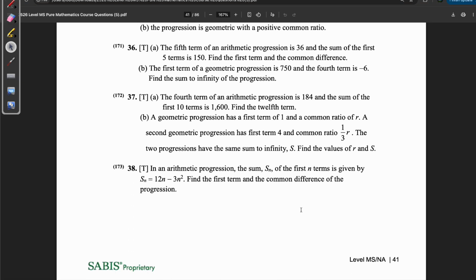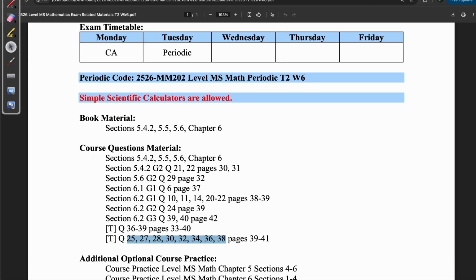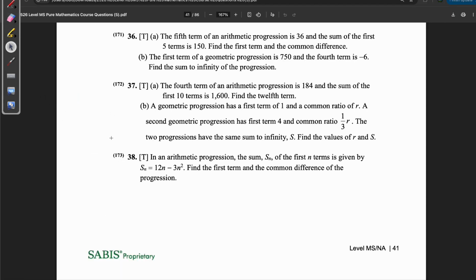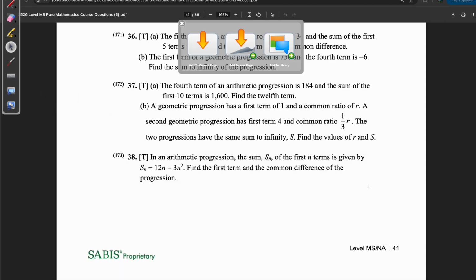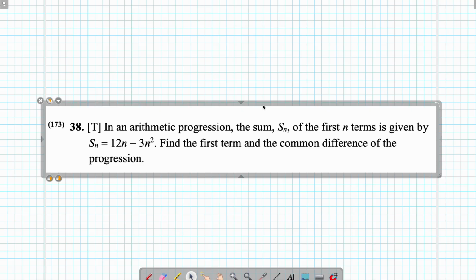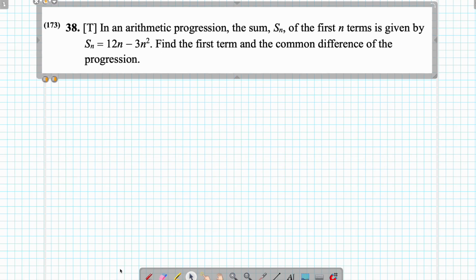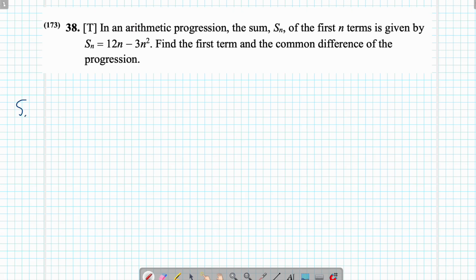And 38, which is the last question for today. In an arithmetic progression, the sum Sn of the first n terms is given. Find the first term. So S1 is just going to be A1, right? S2 is going to be A2 plus A1. So what we're trying to find here is A1, and then we're going to find S2 to find A2 and then subtract.